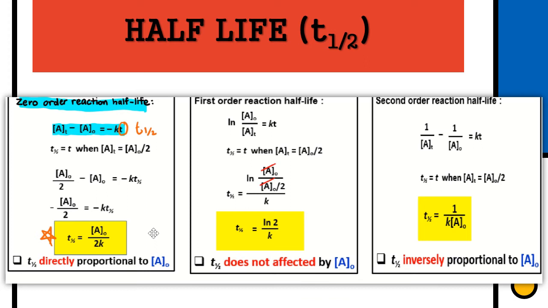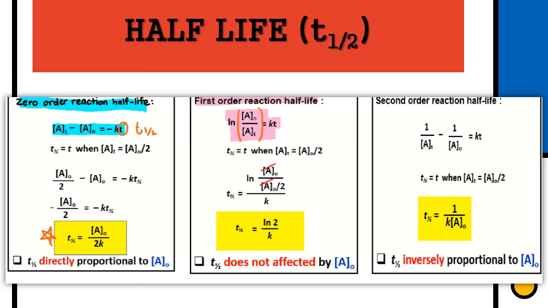Okay, so now let's look at the next one, which is the first order reaction half-life. Same as the zero order, we will derive the equation from the integrated rate law of first order reaction, where we have ln of initial concentration of A, ln A naught over At equals kt. And please bear in mind, for this equation, the ln is for everything here.